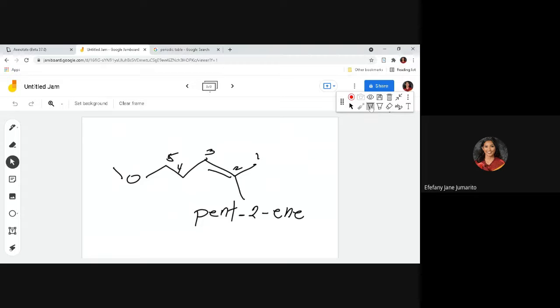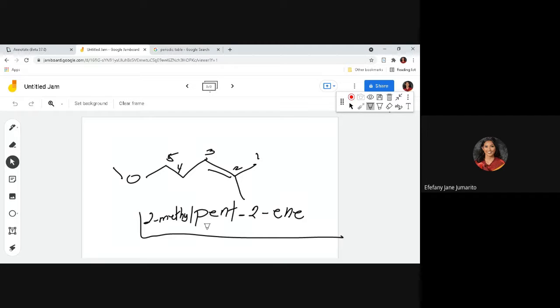Okay. So what is the next thing we consider, class? The substituent. What is the substituent? Two methyl. 2-methyl. Okay, 2-methyl. After that, we are done naming our alkene with a substituent, the branched alkene.